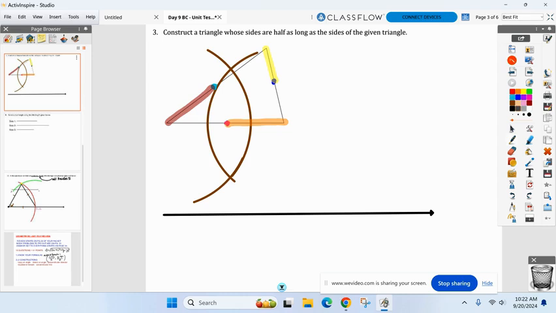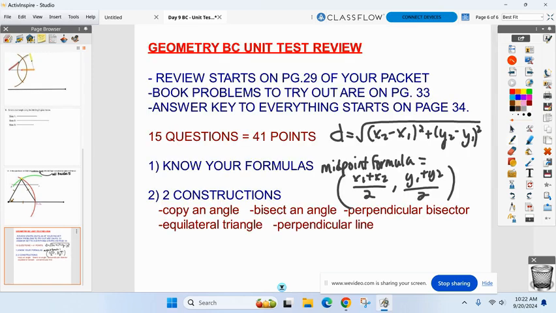It might be like this, where it's a bisector combined with a copy of triangle. Okay, so it could be not 2 separate ones. It could be a combined one. But at least I'm telling you the 5 to be prepared for. All right, anything on the topics? Anything here on the topics?